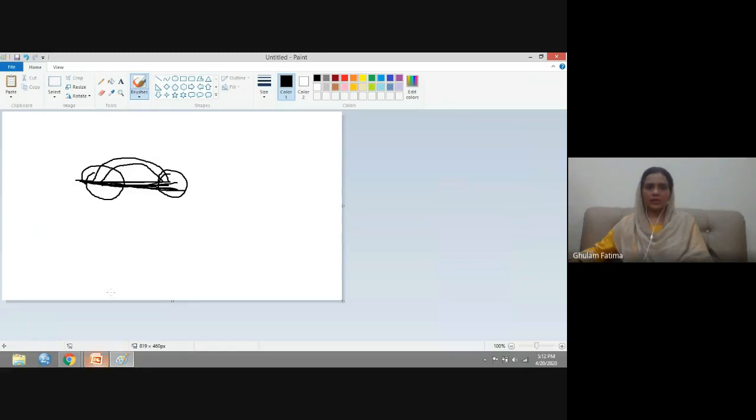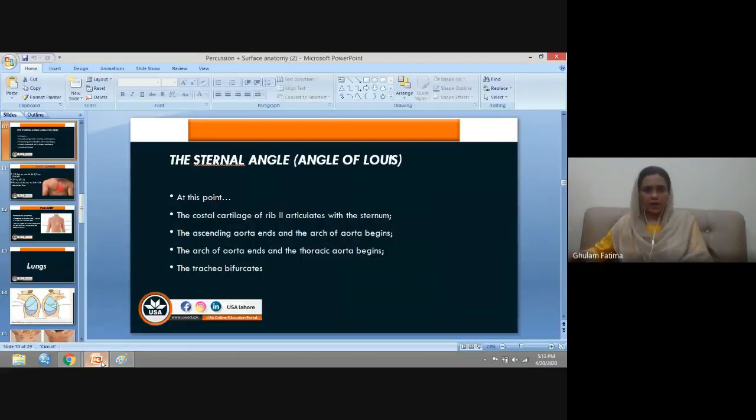Again, this is the line found at the point where your trachea bifurcates, and that point is called the carina. So this is a very important anatomical landmark, because the carina is located at this angle of Louis, and again the ascending aorta ends, the arch of the aorta begins, and the arch of the aorta ends and the thoracic aorta begins at this point. This is to help you understand this point better.